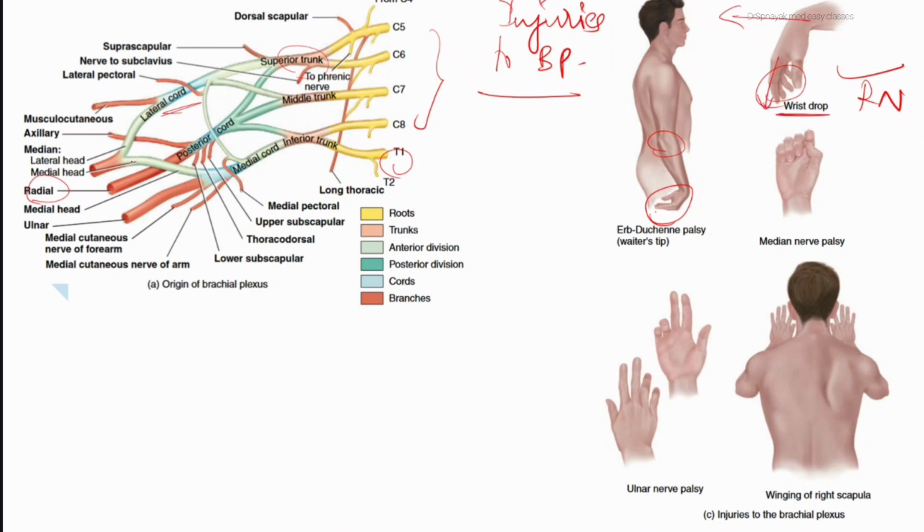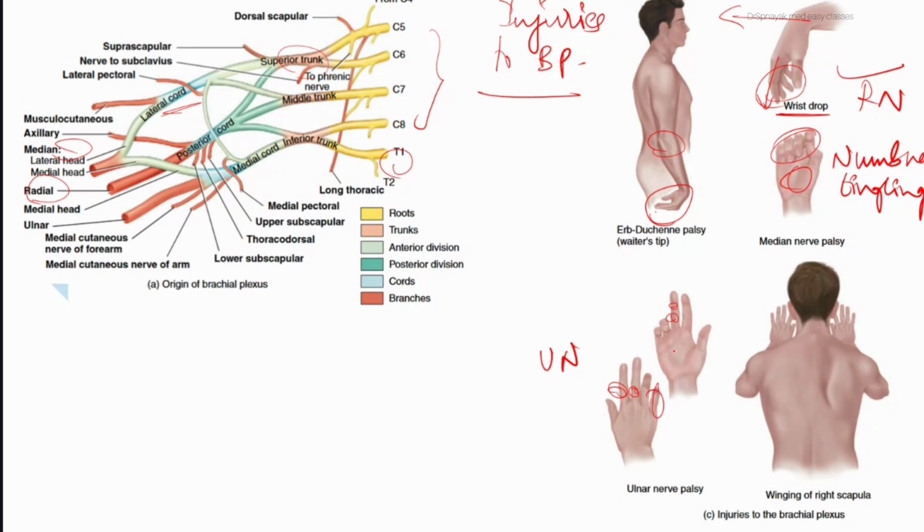Then injury to the median nerve leads to median nerve palsy, which is indicated by numbness, tingling, and pain in the palm and the fingers. Then we have ulnar nerve palsy, which occurs due to injury to the ulnar nerve, and it is the inability to abduct or adduct the fingers, and there is atrophy of the interosseous muscles, which leads to hyperextension of the metacarpophalangeal joints and flexion of the interphalangeal joints, and there is a loss of sensation over the little finger.